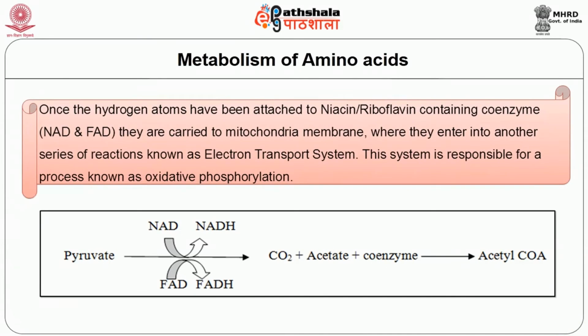Once the hydrogen atoms have been attached to the niacin and riboflavin containing coenzymes, they are carried to the mitochondrial membrane where they enter another series of reactions known as the electron transport system. This system is responsible for a process known as oxidative phosphorylation. Here there is an addition of a phosphate molecule to ADP for the formation of ATP, which is used for the release of energy, and water and carbon dioxide are obtained as metabolic waste products.